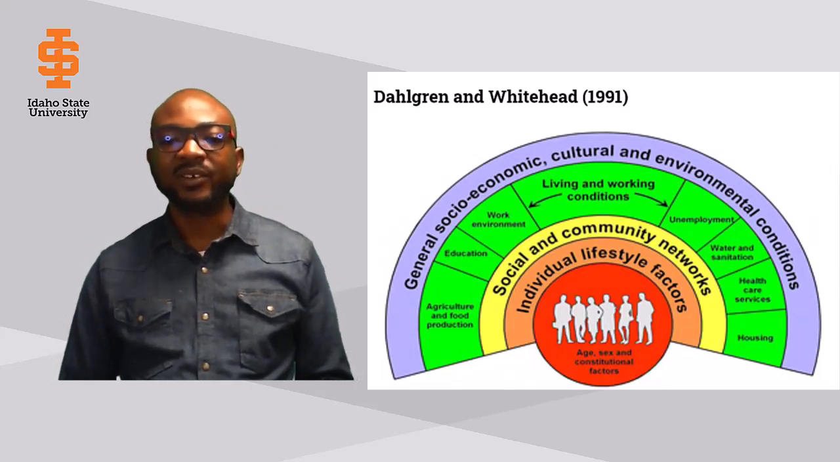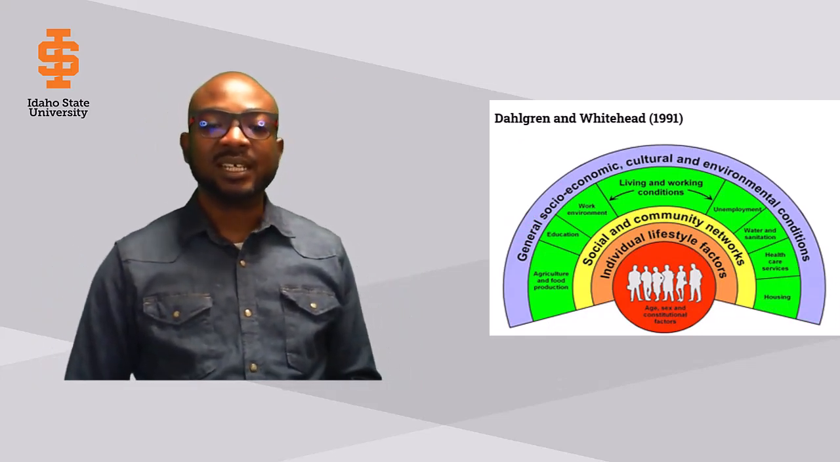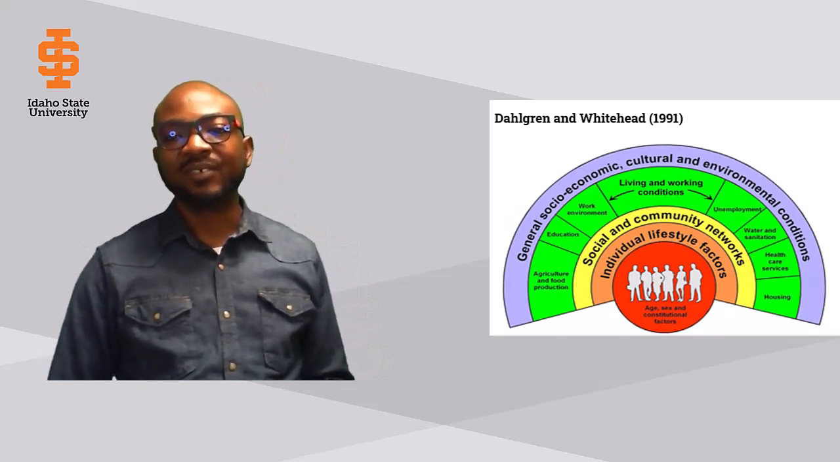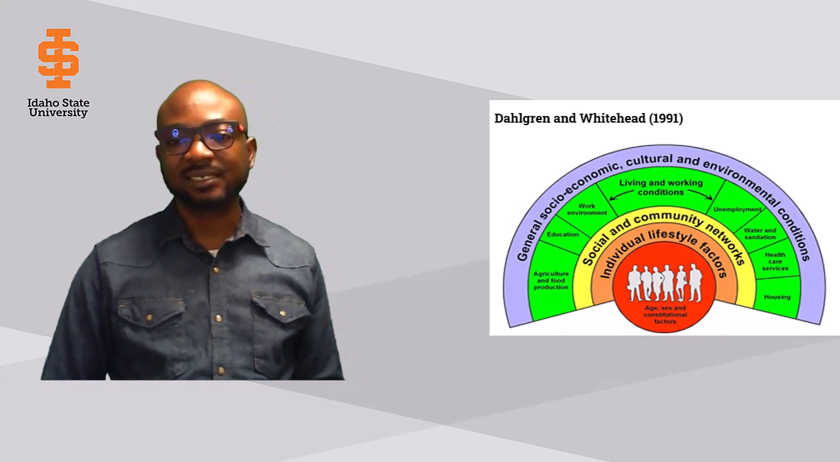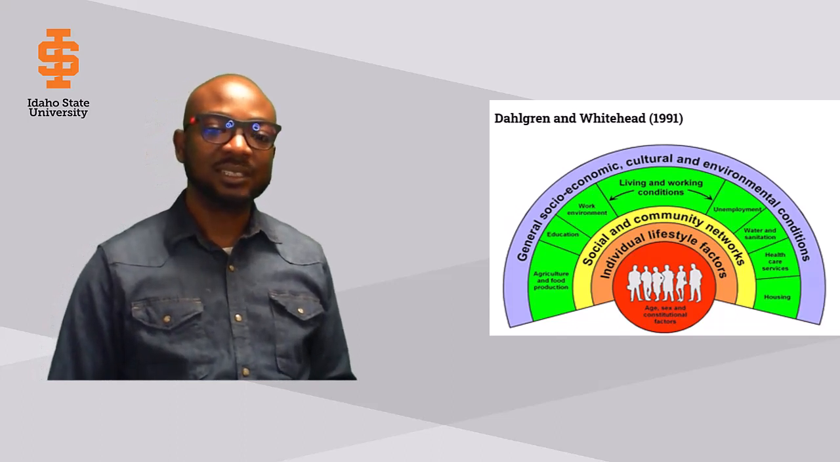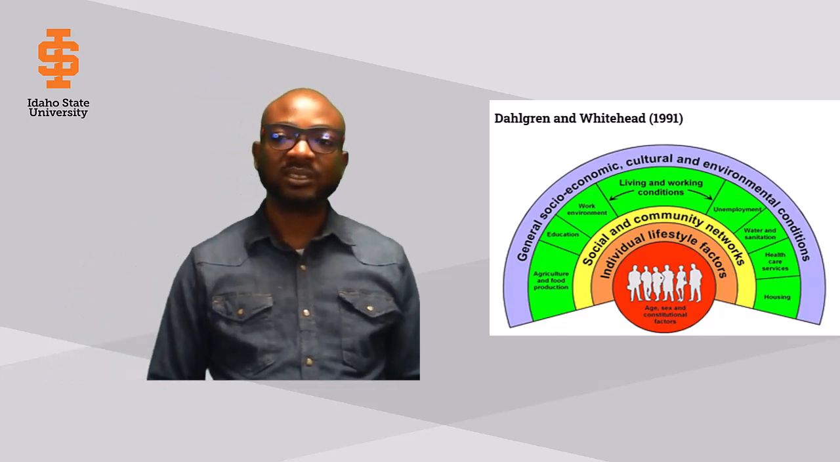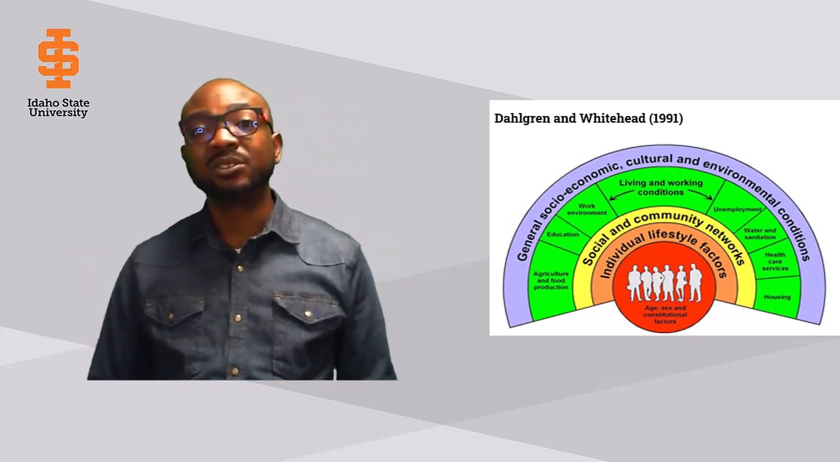We can see from this diagram the policy rainbow has 4 layers outside of the individual. At the individual constitutional level, we have factors relating to age and sex. Beyond the individual, the first layer is the individual lifestyle factors. After that, the social and community networks. After that, the living and working conditions. And the outermost layer being the general socio-economic, cultural, and environmental factors. So the Dahlgren and Whitehead framework presents the range of individual, community, and societal factors that impact upon our health. It identifies the levels at which to intervene.